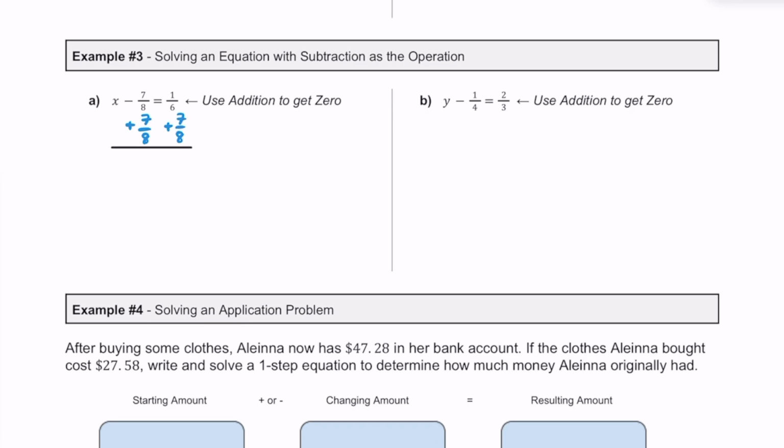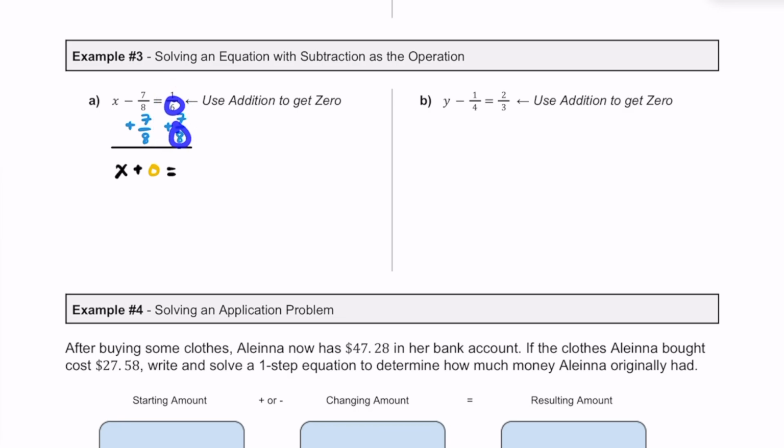Now this is called the addition property of equality, right? We're allowed to add something to both sides of the equation if it's the same value. So let's see here. What's negative 7/8 plus 7/8? Well, those are opposites, so opposites add to get 0. So we have x plus 0. That's that additive inverse property. And on the right side, we have to figure out what 1/6 plus 7/8 is.